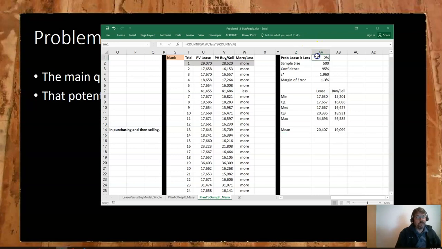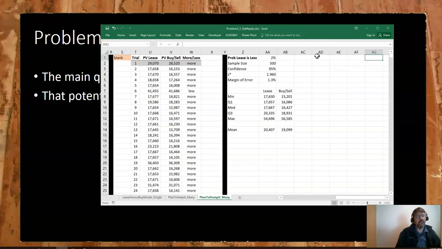We had seen previously, since we hinted at the statistics actually in the multi-trial portion of this whole thing, that if you're going to get rid of it one way or another, the probability lease is less is really small. I left the 500 here. I decided not to do this one as 1,000 because this probability is so small. The margin of error is also quite small. There's a very small chance that you're going to save money by leasing. Well, so what does that mean?